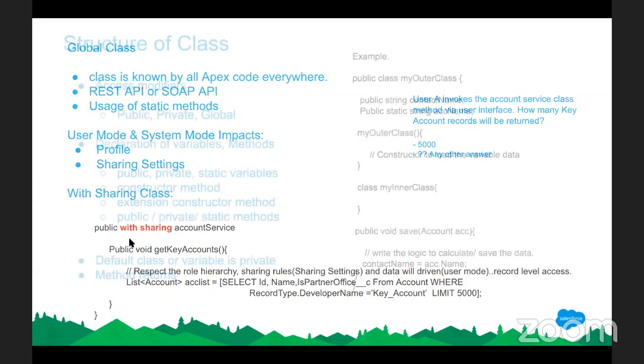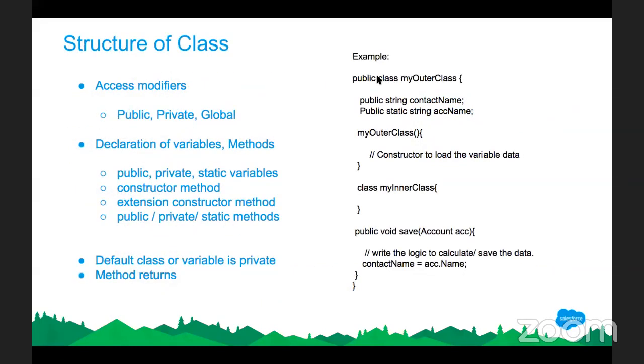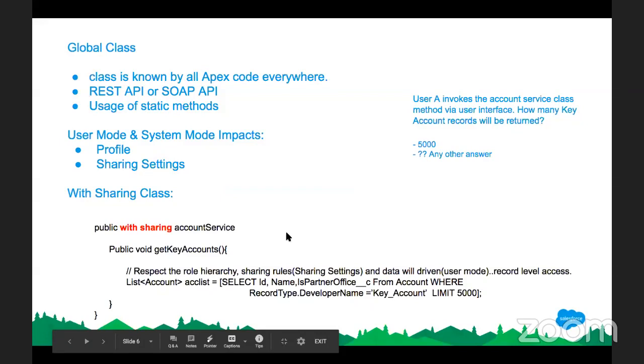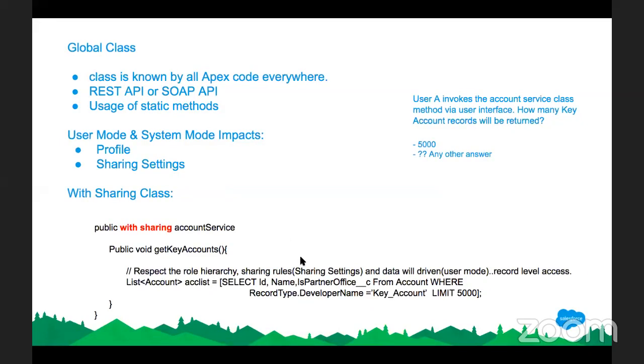So in our previous example, I had not mentioned any word here. It is blank, directly mentioning public and class. Here I'm just adding the with sharing keyword, which means I'm introducing the sharing and security mechanism in my Apex class. So let's take one more example. Please listen carefully. I'm going to ask one more question through my example.